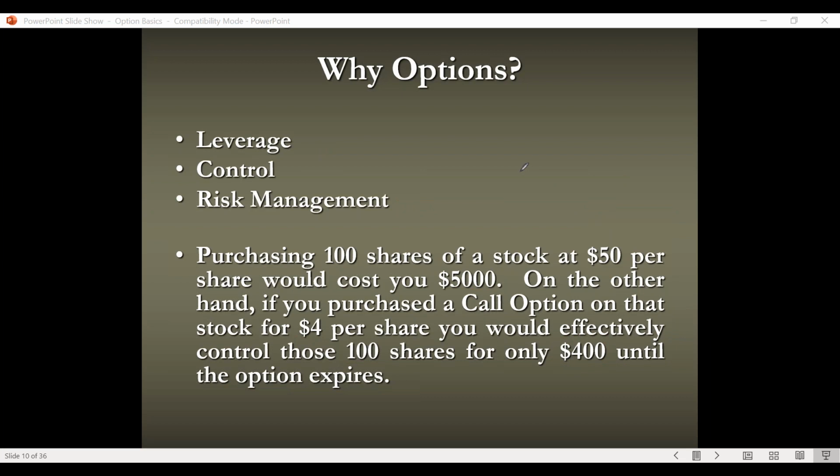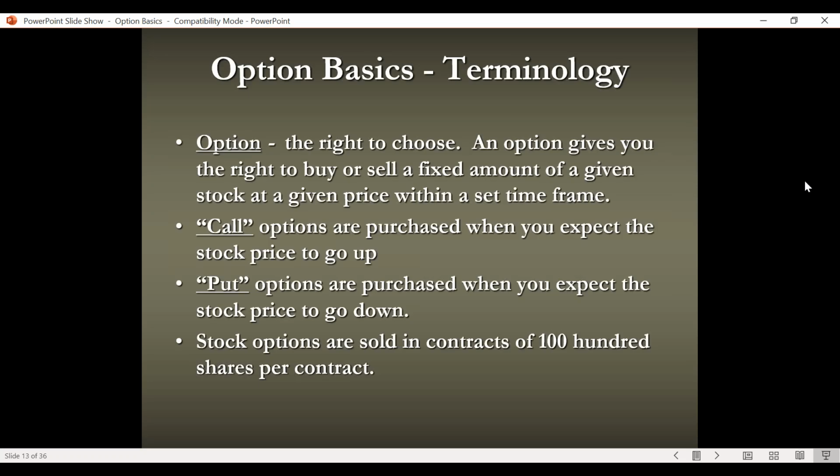Okay. Let's do another slide here, and then we'll wrap it up with this. So an option gives you the right to choose. An option gives you the right to buy or sell. Buy would be the call option, sell would be a put option, and we'll explain the differences next Thursday. An option gives you the right to buy or sell a fixed amount of a given stock at a given price within a set time frame.